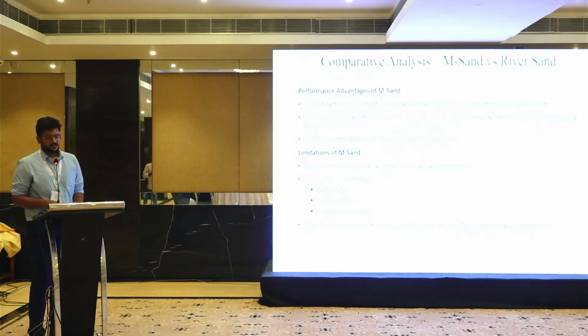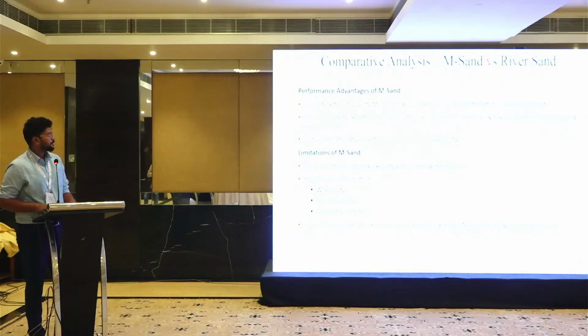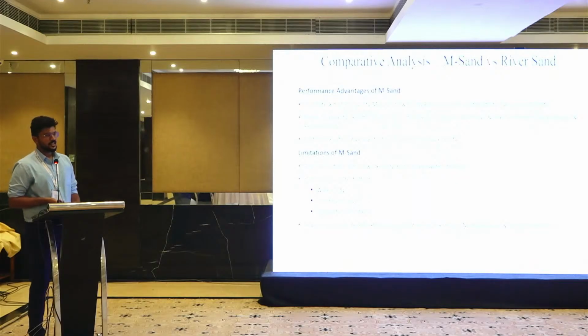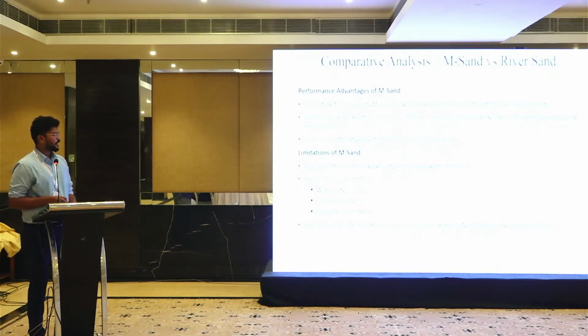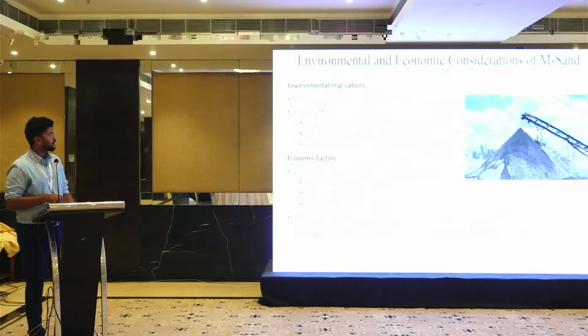Comparative analysis of M sand versus river sand. Concrete with high-quality M sand shows comparatively superior strength to river sand, and is sustained due to declining river sand availability. The limitations of M sand: angular particles reduce workability and increase water demand, and higher fines content affects workability, and bleeding and segregation increase.